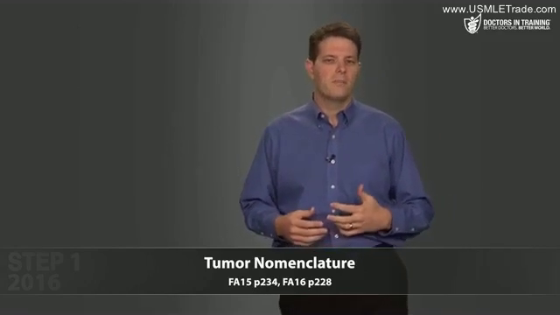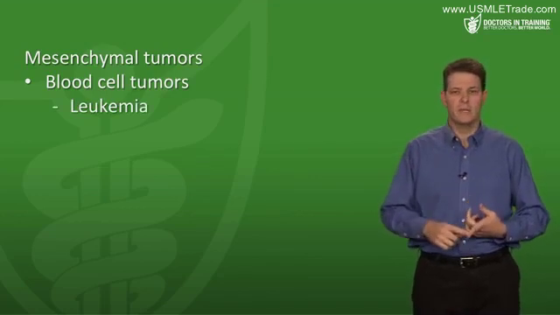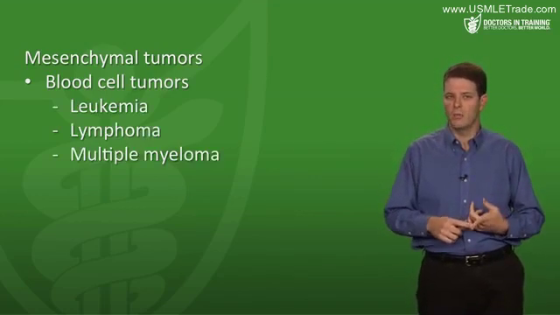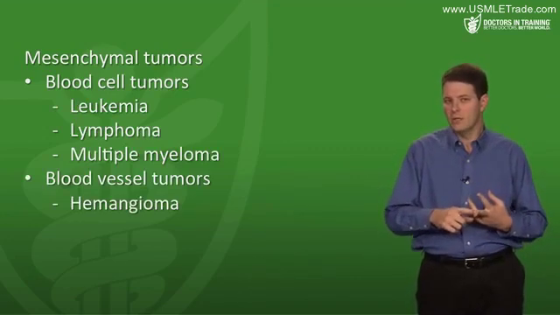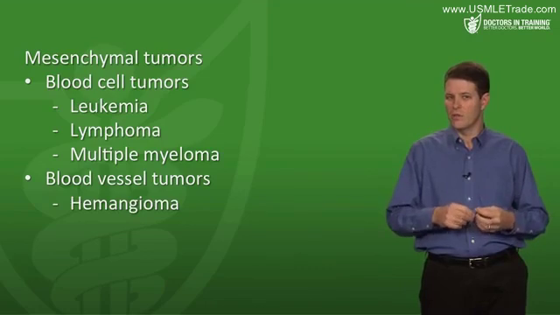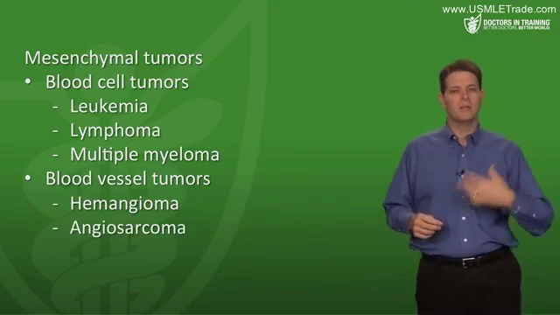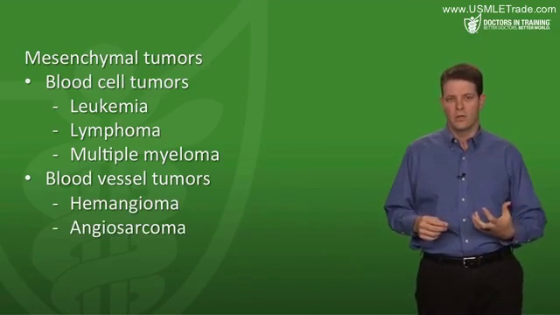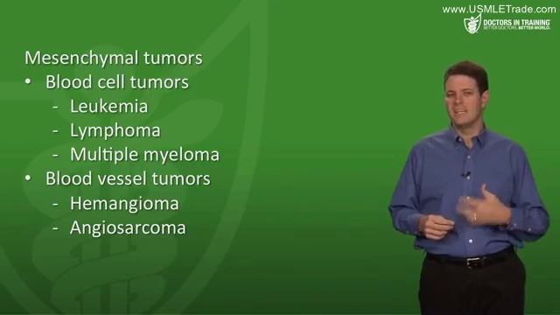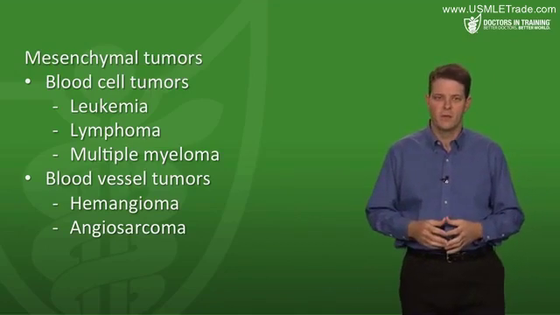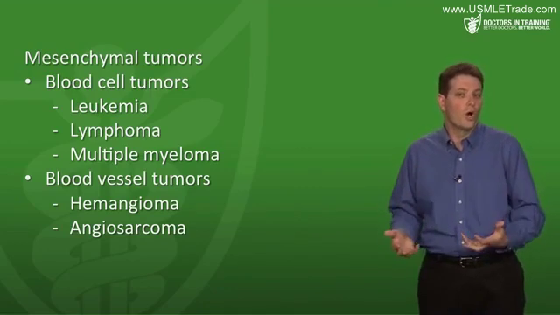So, what are some types of mesenchymal tumors? Well, blood cell tumors, including leukemia and lymphoma and multiple myeloma. Blood vessels give rise to benign hemangiomas, like a cherry hemangioma is a benign growth on the skin. And then an angiosarcoma is a malignant blood vessel tumor. And angiosarcoma most commonly occurs in the liver. Sometimes it's called a hemangiosarcoma. It's the same thing. Now, most of these mesenchymal malignancies are going to be some type of sarcoma.